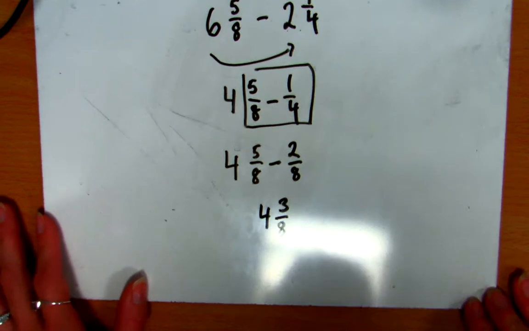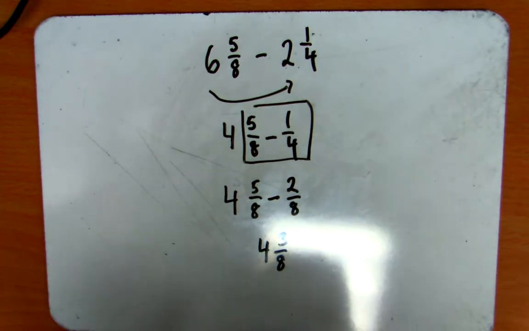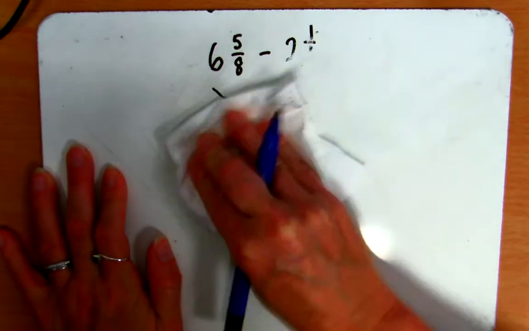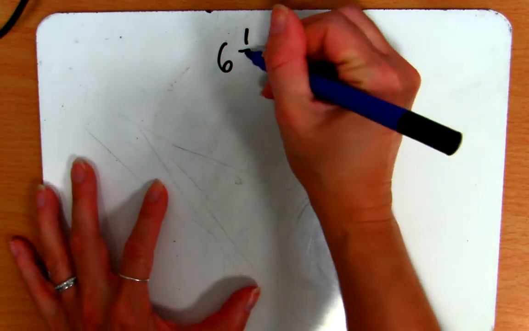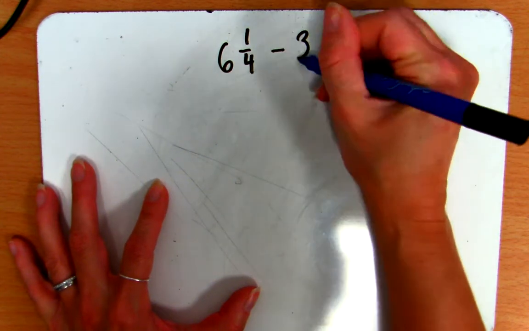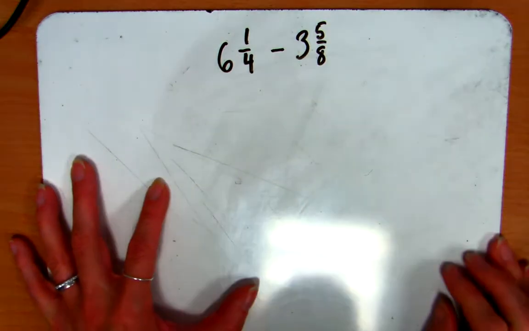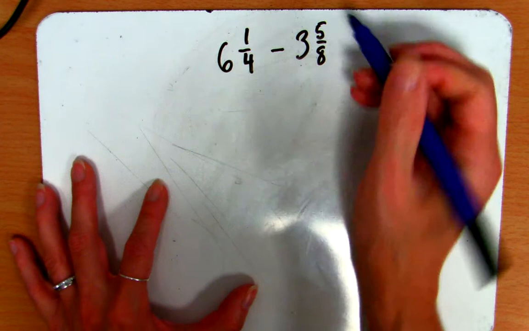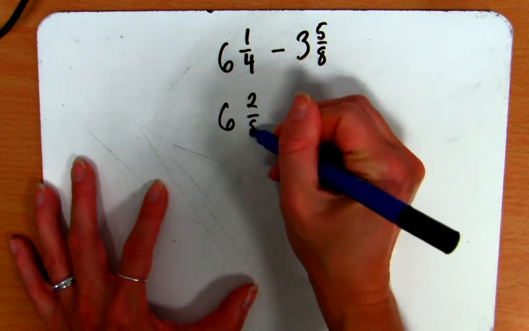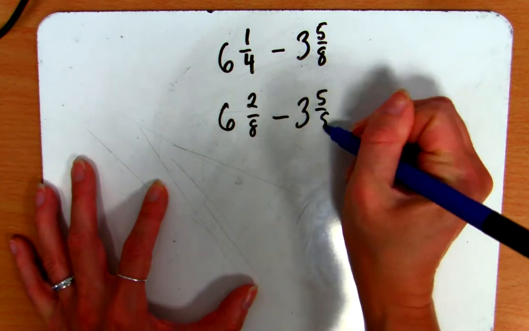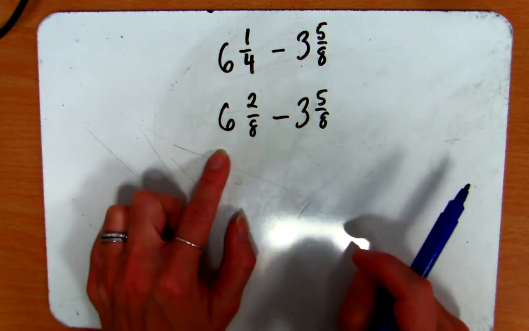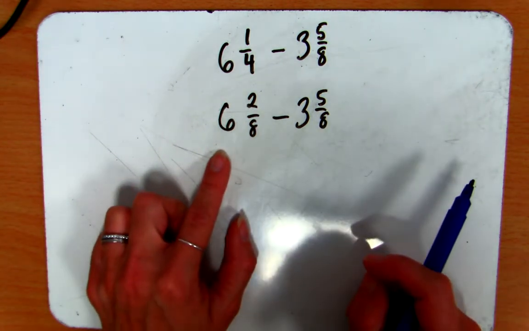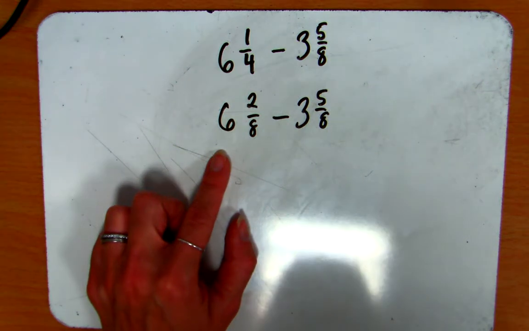The trick comes when we have a fraction in our first mixed number that is actually smaller than the fraction in our second mixed number. So let's do 6 and 1/4 minus 3 and 5/8. Okay, so you'll notice that if I convert the 1/4 to 8s, I will get 6 and 2/8 minus 3 and 5/8. So if I did my 6 minus 3, I'd get 3, but then what do I do when I get 2 minus 5? I can't take 5 away from 2. It's too big. I would have to go into negative numbers, which we haven't covered yet.